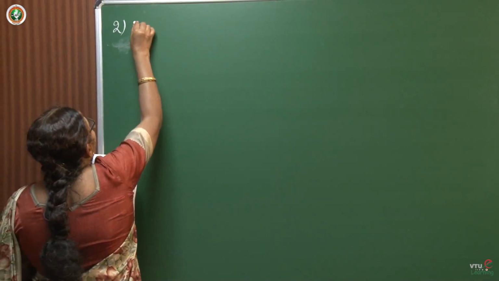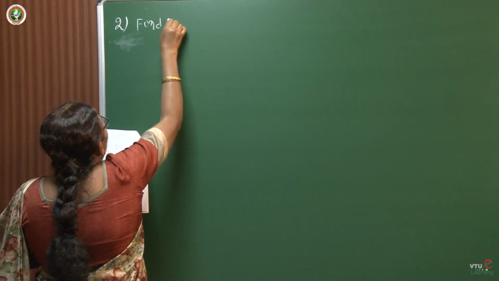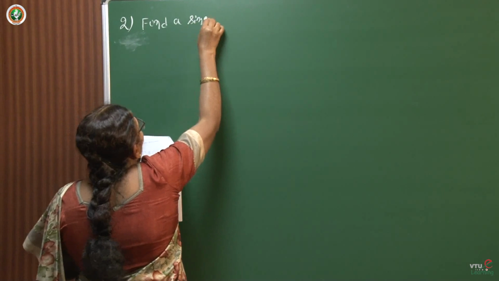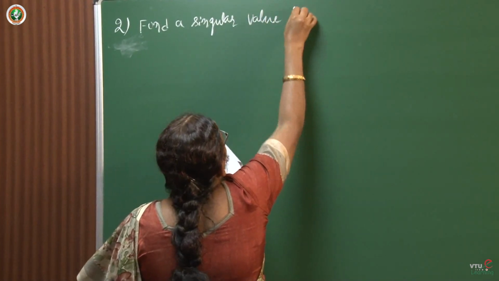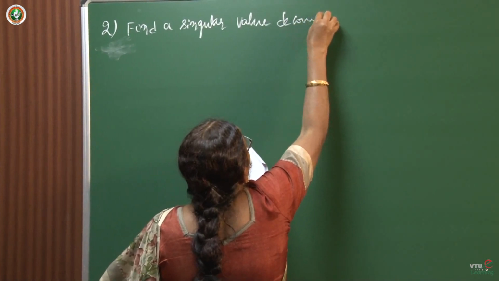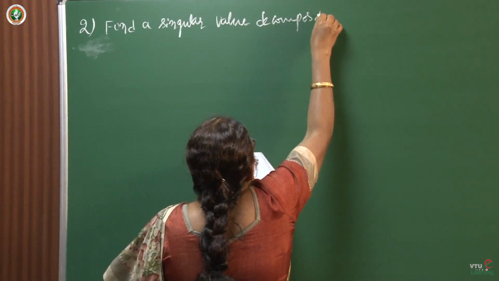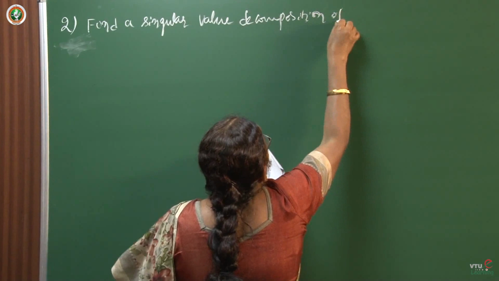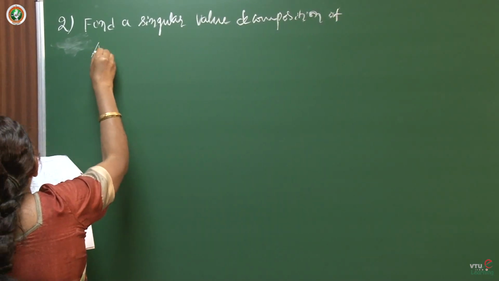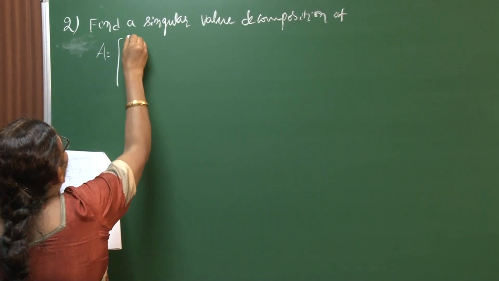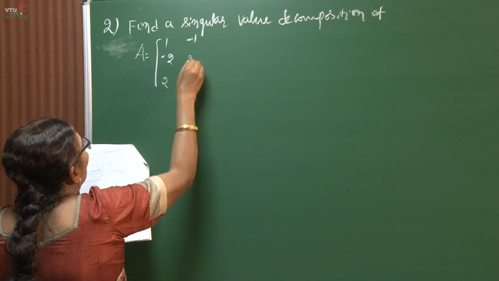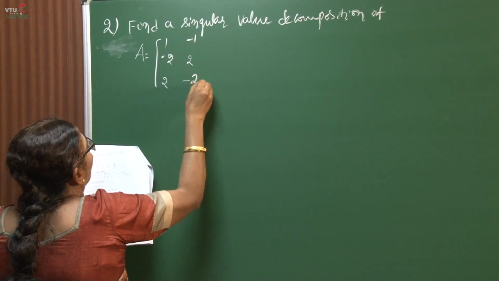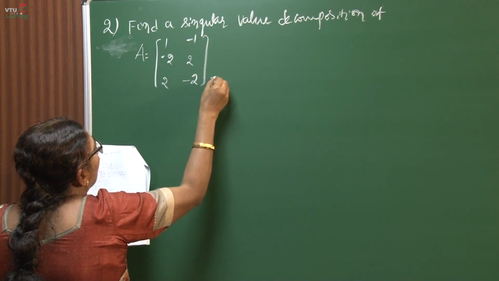Find a singular value decomposition of A equals [1, -2, 2; -1, 2, -2]. The number of rows is 3 and the number of columns is 2.